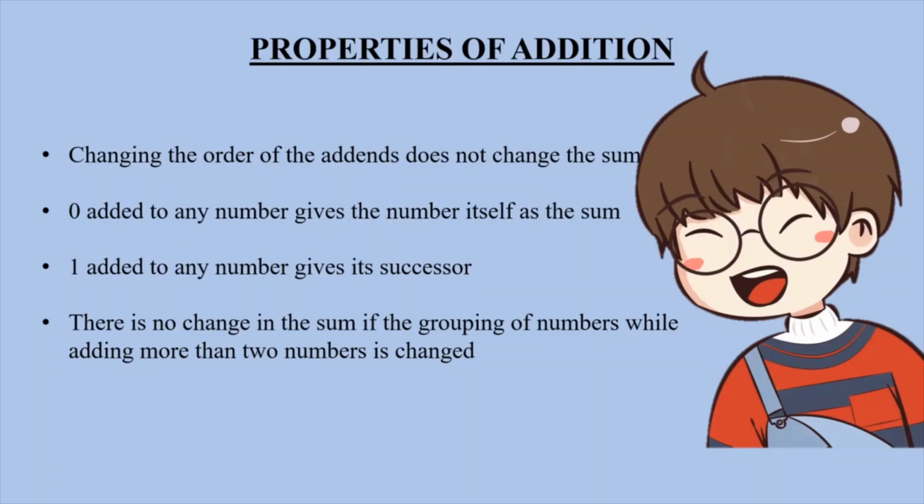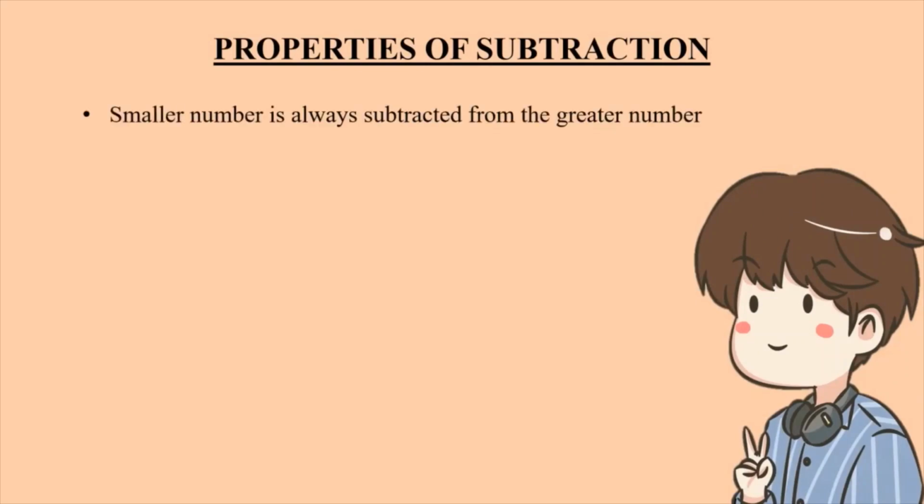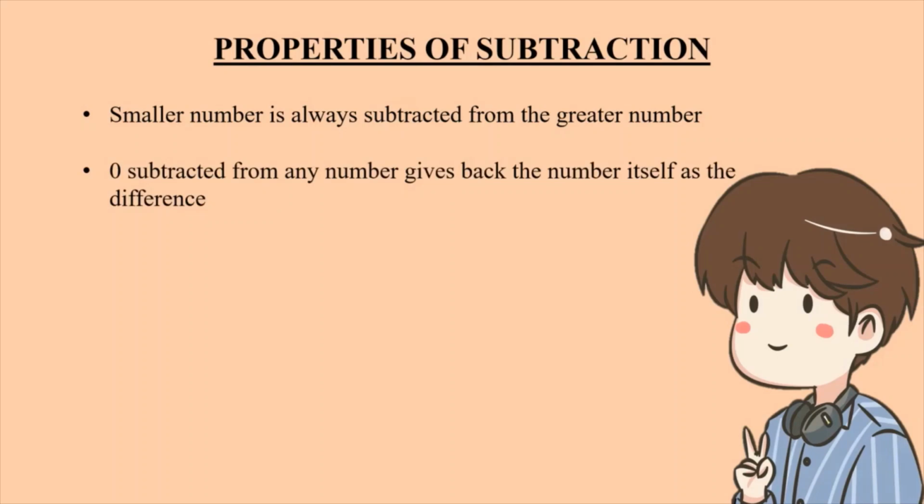Let's go to the properties of subtraction. The first property is smaller number is always subtracted from the greater number. For example, we subtract 3 from 5, not 5 from 3. 0 subtracted from any number gives back the number itself as the difference. For example, 9 minus 0 gives us 9.